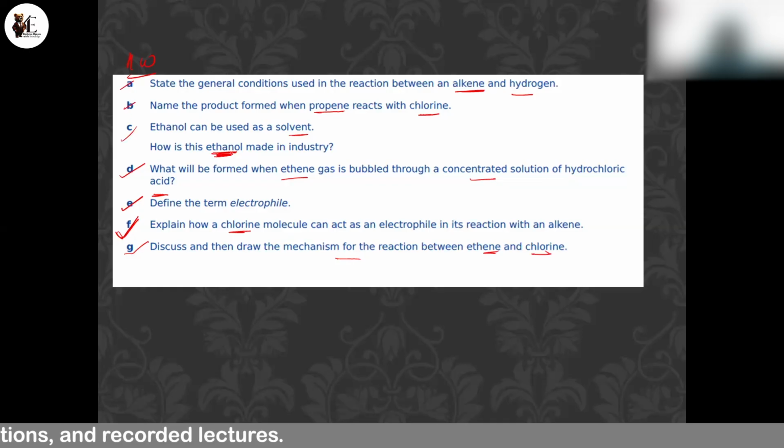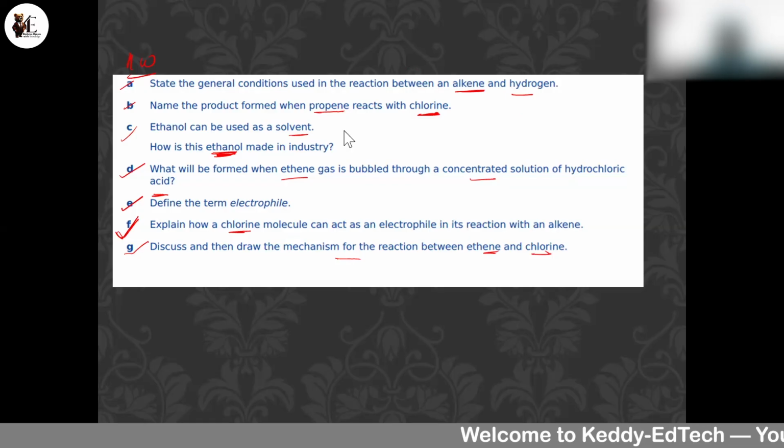Ethanol, how is ethanol made? By fermentation of glucose. Okay, when propene reacts with chlorine, all the reactions are same. But in this question, chlorine is used, and I have explained you taking the example of propene.